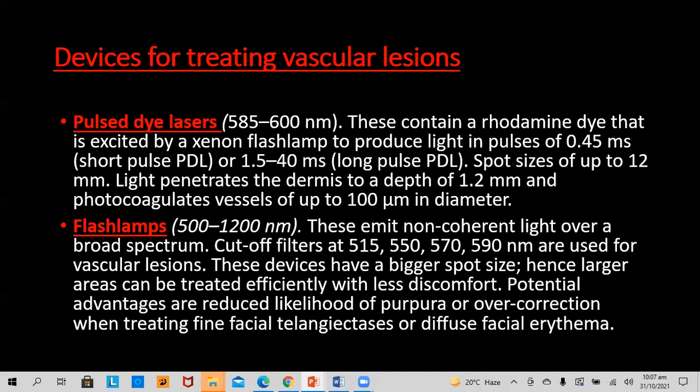For smaller vessels which are less than 50 micrometer in diameter, we use short pulse PDL. And for vessels with diameter around 100 or more micrometer, we use long pulse PDL. Then flash lamps. Flash lamps emit wavelength between 500 to 1200 nanometer. They emit a non-coherent light over a broad spectrum. So various cutoff filters are used to treat the vascular lesions. These filters are 550, 515, 550, 570, and 590 nanometer. These devices have bigger spot size, hence larger area can be treated efficiently with less discomfort. Potential advantages are reduced likelihood of purpura or overcorrection when treating fine facial telangiectasias or diffuse facial erythema.